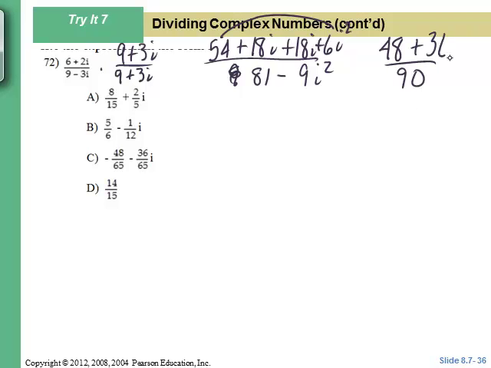Plus 36i. What can we divide everything by? 6. We get 8 plus 6i over 15. Ooh, that's not one of the choices. Did I make a mistake?